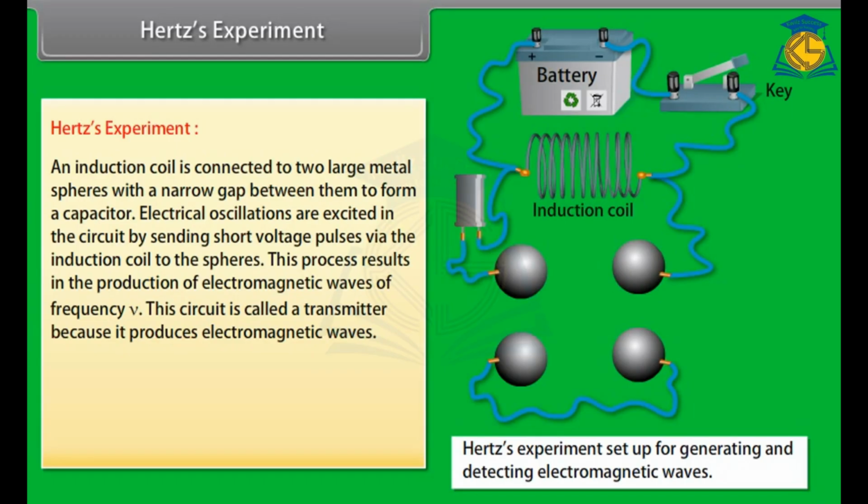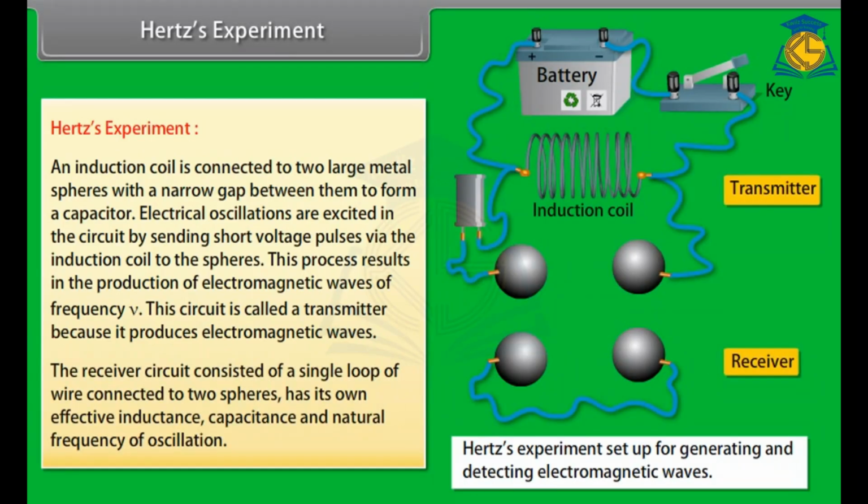This circuit is called a transmitter because it produces electromagnetic waves. The receiver circuit consisted of a single loop of wire connected to two spheres, and has its own effective inductance, capacitance and natural frequency of oscillation.